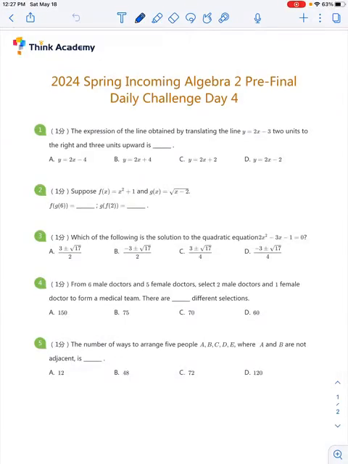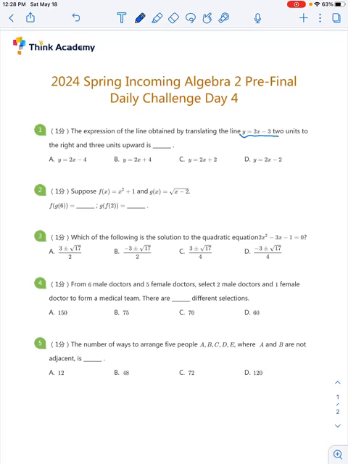Okay, so let's take a look at the final daily practice for our Algebra 2 final exam. Let's take a look at the first one. For the first problem, we want to find the expression of the line by translating this one 2 units to the right and then 3 units upwards.